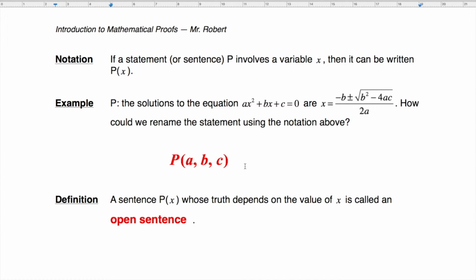Lastly, the definition I mentioned earlier, a sentence P of x whose truth value depends on the value of x is called an open sentence. So that's it for section 2.1. We defined what a statement is, and we looked at whether statements are true or false.